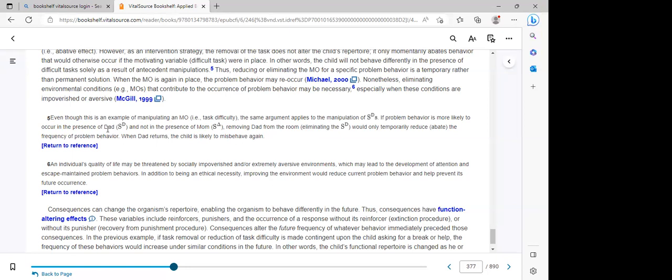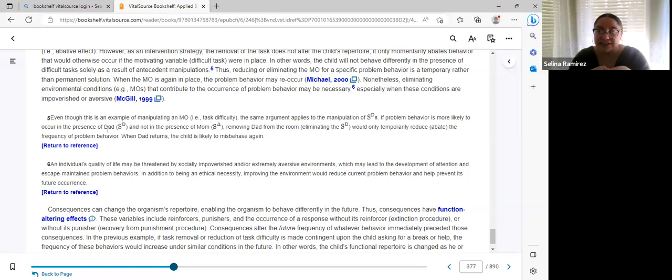So here it's telling us you can do the same thing where you manipulate the SD, but it'll only be a temporary solution. It's not going to fix their problems at home. You know what I mean?